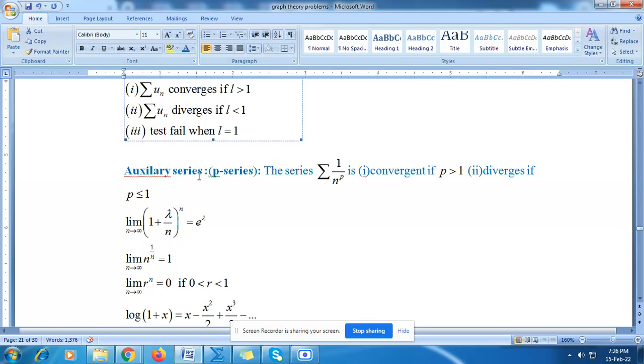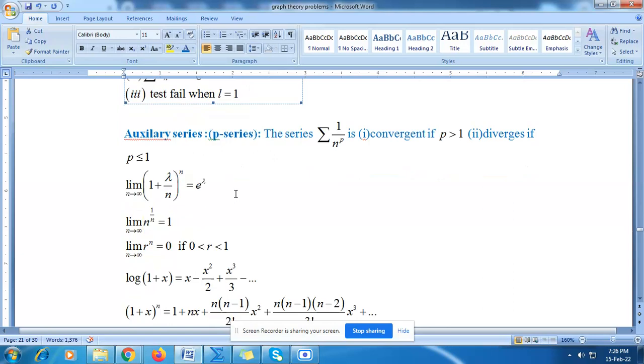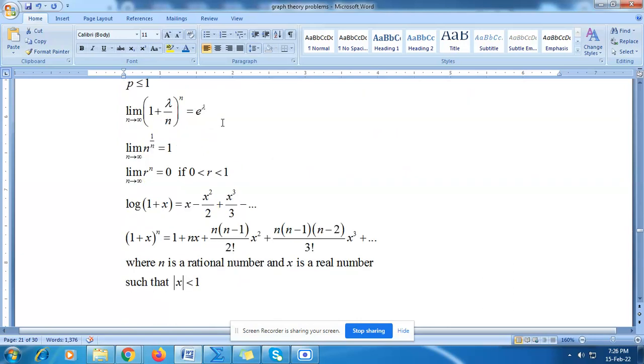Next, you have to use the P series frequently. That is, sigma 1 by n power P is convergent if P is greater than 1 and divergent if P is less than or equal to 1. We use this frequently in these tests. This is known as the P series or auxiliary series. And also remember a few formulae.